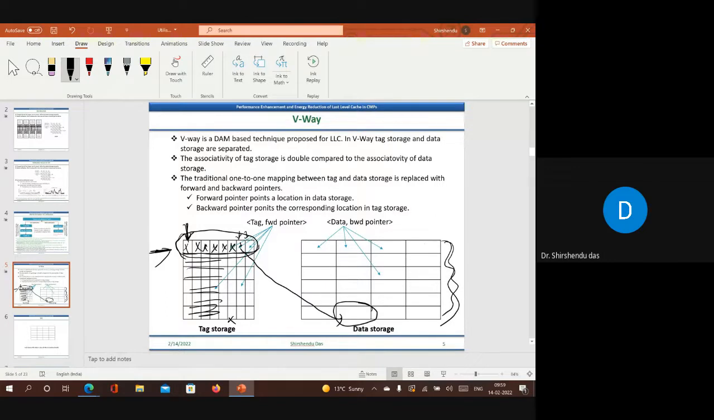Is it clear now? Yes, sir. Okay, you read the paper, and you will understand it more.